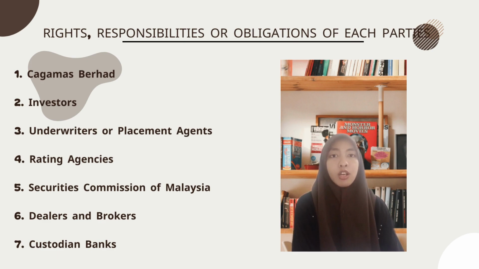Next, we will talk about responsibility and obligation. First party are Cagamas Berhad. They got responsibility to accurately disclose the term and condition of the commercial papers in the issuance documentation. Obligation to comply with the guidelines and regulations set forth by the Securities Commission of Malaysia. Responsibility to ensure transparency in the issuance process and provide timely updates to investor.